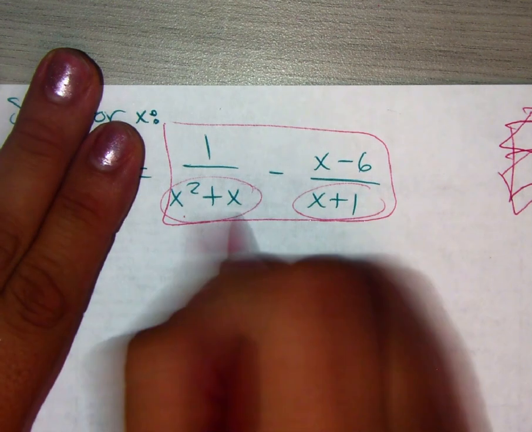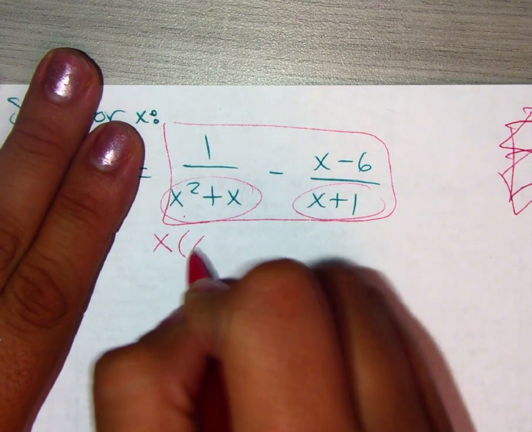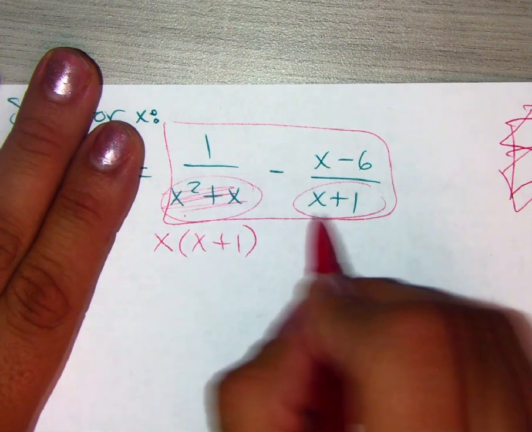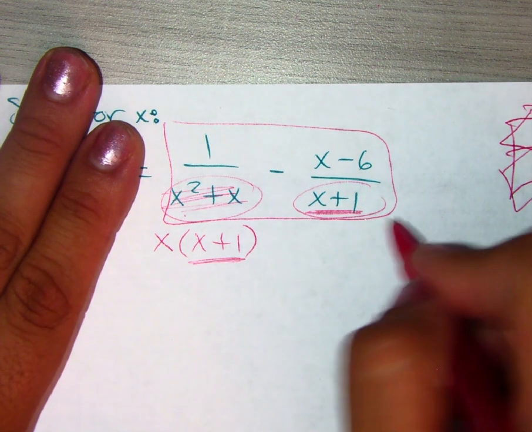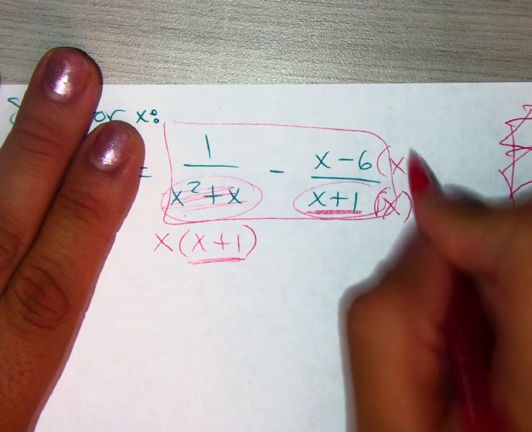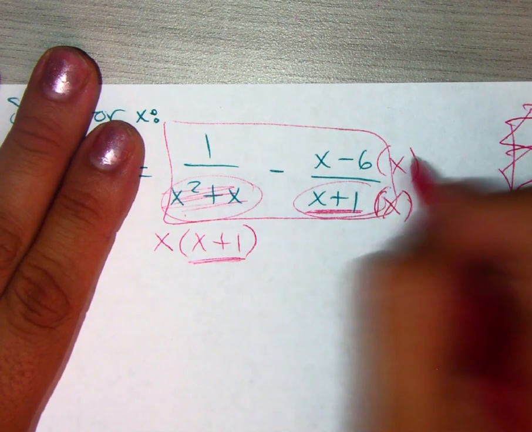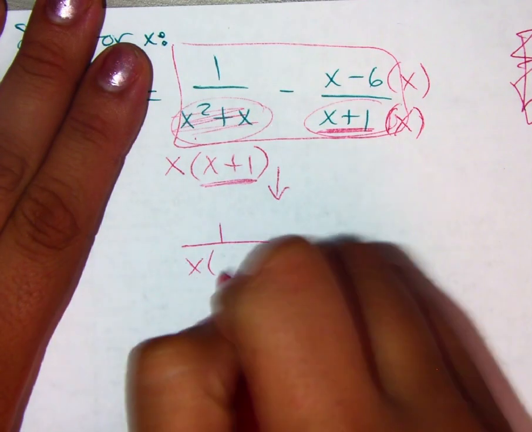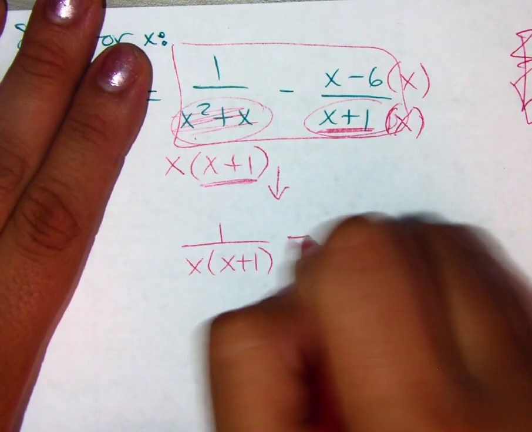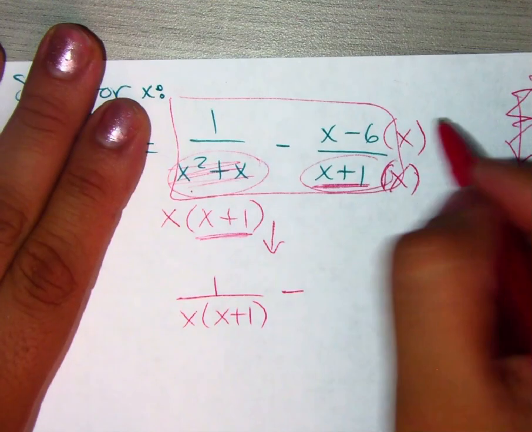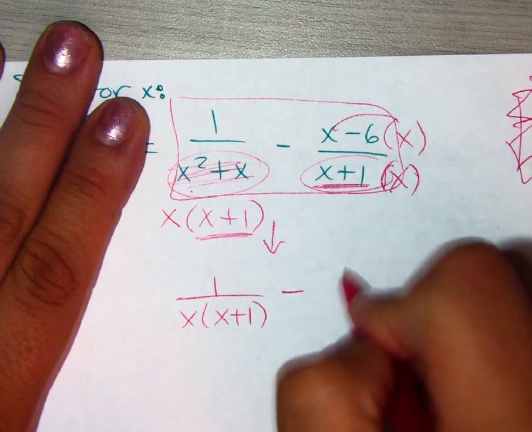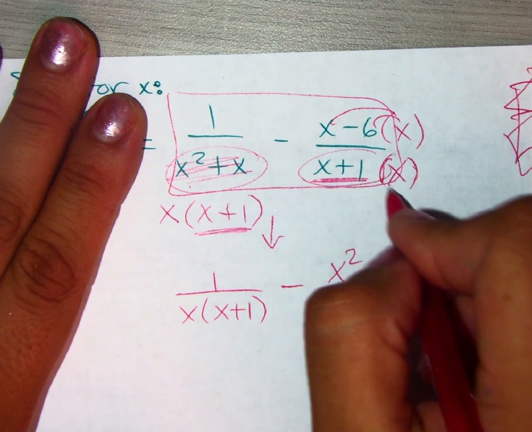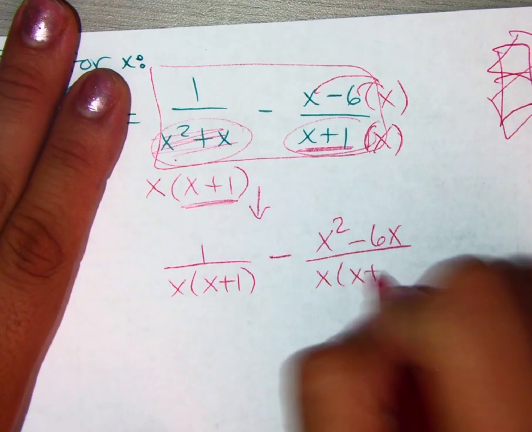This denominator has a GCF of x times x plus 1. And we notice that x plus 1 is there, so we just need to add x to this fraction. So we multiply times x, numerator and denominator, and we're going to end up with 1 over x times x plus 1 minus, if you multiply these two, you get x times x and x times -6 over the two factors that we have already.